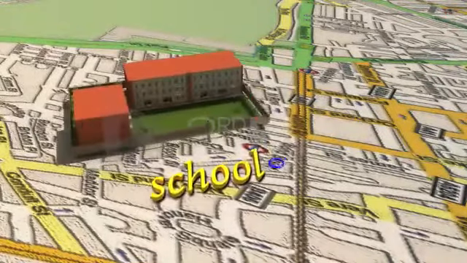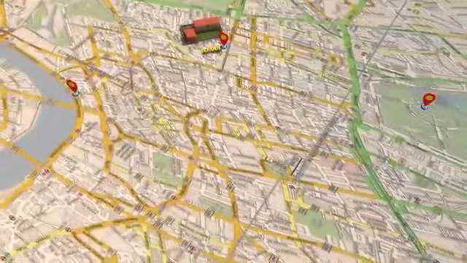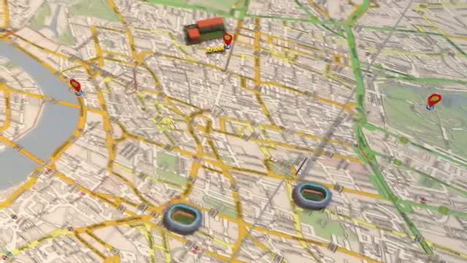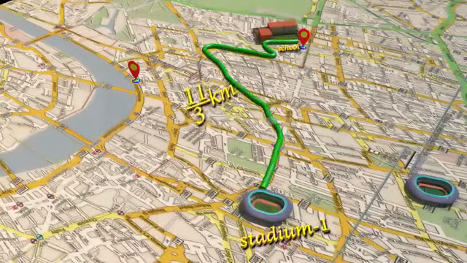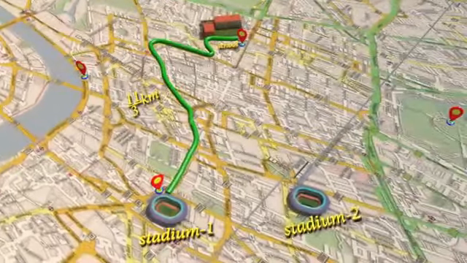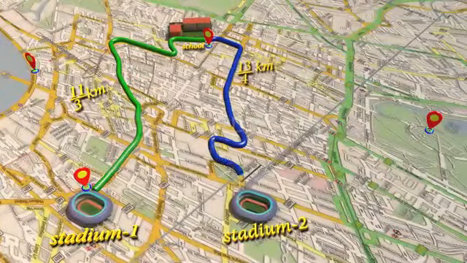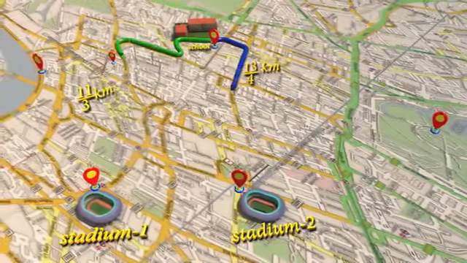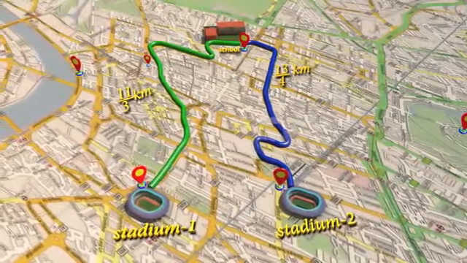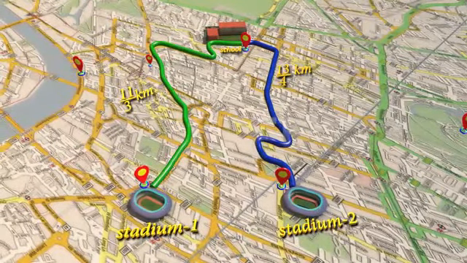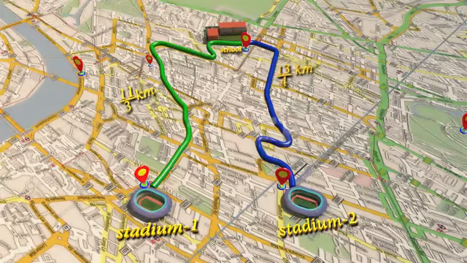An international school is going to conduct a cricket tournament for their children, and there are two stadiums nearby the school. Stadium 1 is at 11 by 3 kilometers and Stadium 2 is at 13 by 4 kilometers. Then which stadium is more convenient for children to travel from school? In order to solve this type of problems, we need to learn comparison of rational numbers.